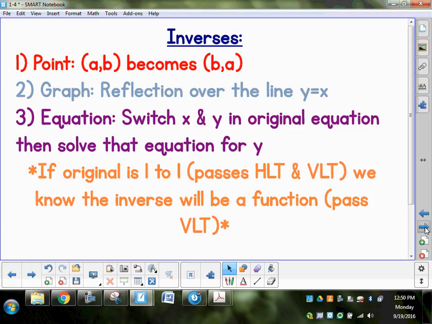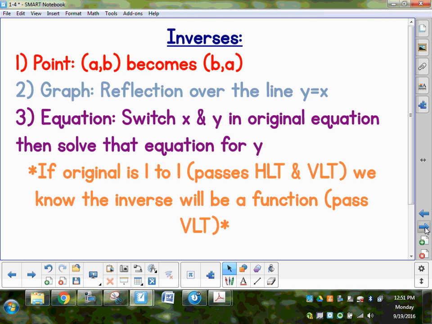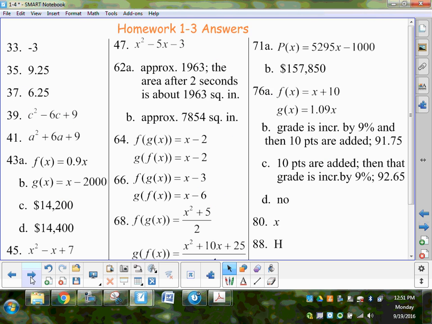Again, to determine the inverse, you can take a collection of points, transpose the coordinates, and go forward. Same thing would happen if you reflected over the line y equals x, and in an equation you switch the x and the y and solve for y. If the original is 1 to 1, the inverse will be a function. Questions on that? Now, we go through and we do some baby steps on inverse operations.